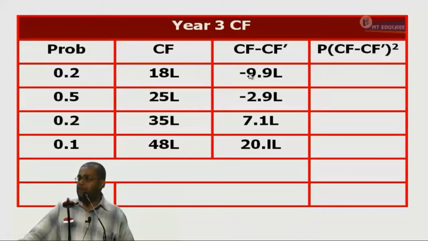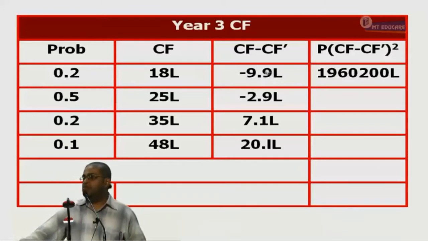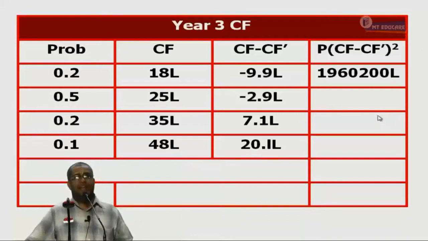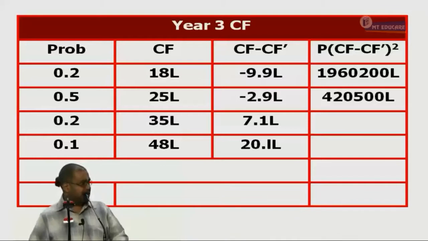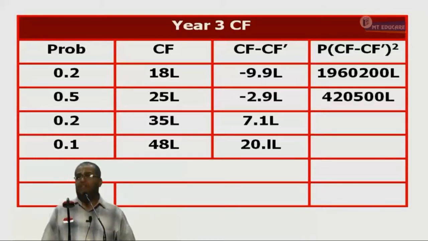0.2 into 9.9 lakhs into 9.9 lakhs. Tell me the number. 19,60,200. Then 0.5 into 2,90,000 into 2,90,000. What is the number here? 4,20,500.